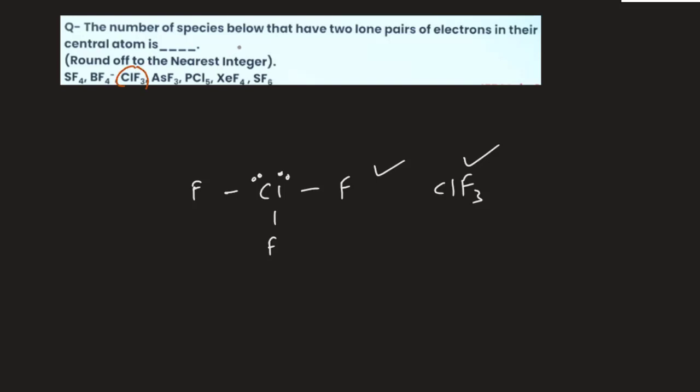But what they're asking is number of species, okay? So we have to keep on doing this for other molecules as well. AsF3. So As has 5 valence electrons, 3 will be used to create the bonds with fluorine, and there will be 1 lone pair. So this is also not an option because we need 2 lone pairs.